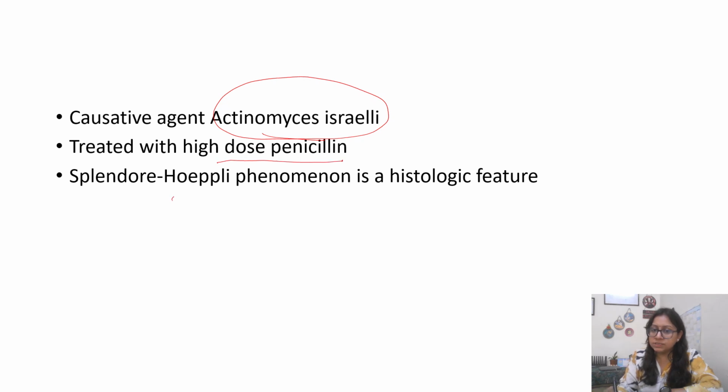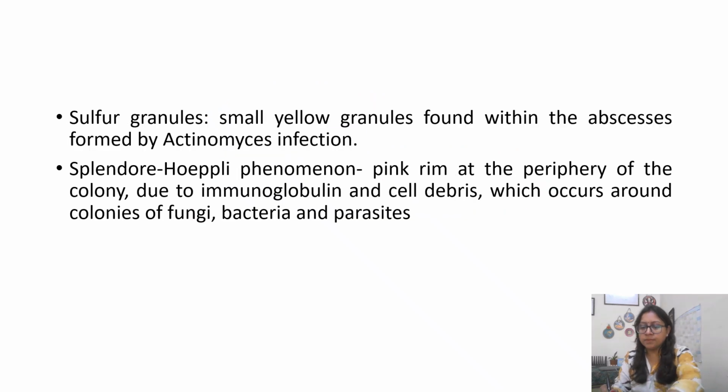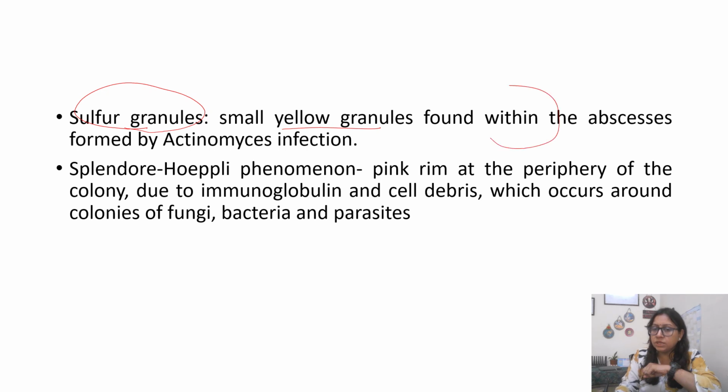And this is what we'll be stressing upon. This is the Splendore Hoeppli phenomenon. It is a characteristic histological feature which we see on histology if we get this organism. So what is the basic thing you have to see in the histology? These bacteria form sulfur granules, which are small yellow granules found within the abscess formed by Actinomyces infection.